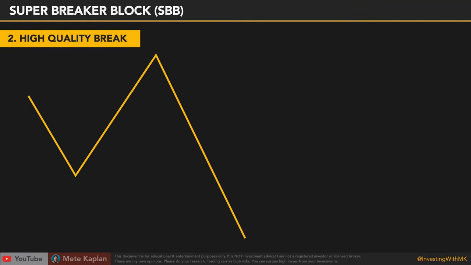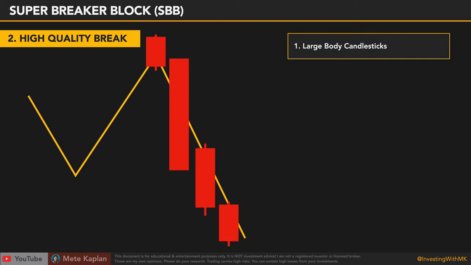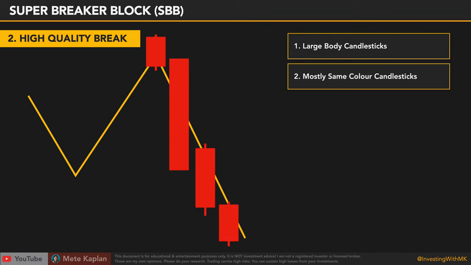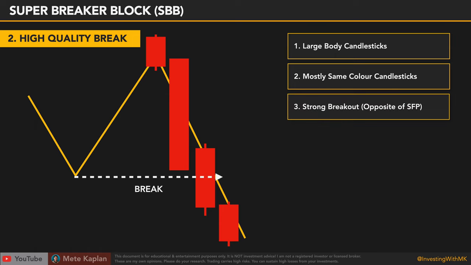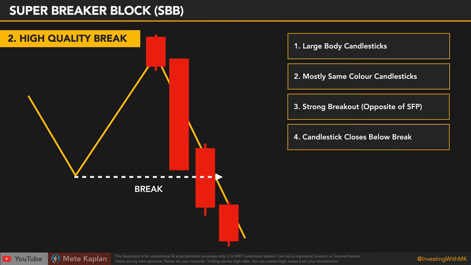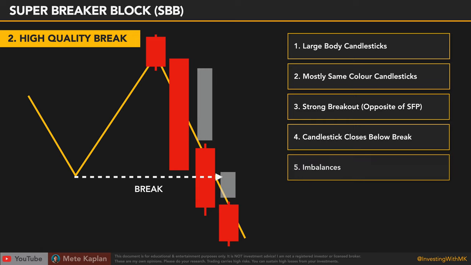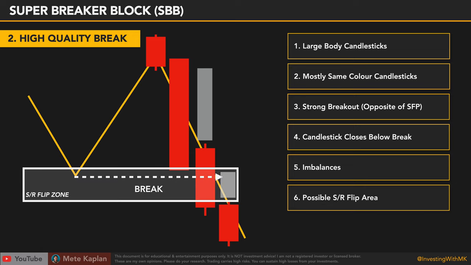Let's remember the features of a high quality break and displacement as step 2. Large body candlesticks create a big push downwards or upwards. Most of these candlesticks should be the same color. It should break a significant high or low strongly. I generally prefer candlesticks close below the break point. This movement creates large imbalances most of the time. These break points generally turn into support and resistance flip points, where the breaker blocks shape.